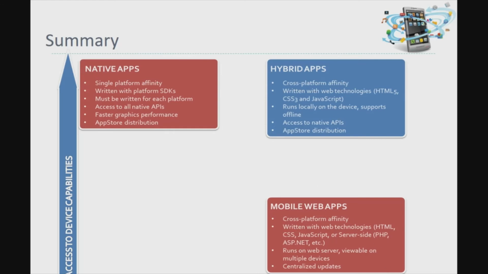For mobile web app, cross-platform affinity, written in web technologies: HTML, CSS, JavaScript, or server-side language scripting. Okay, run on the web browser and web server, can view on multiple devices, and centralized update. Native needs to update one by one. This one is centralization. Okay, how about hybrid?